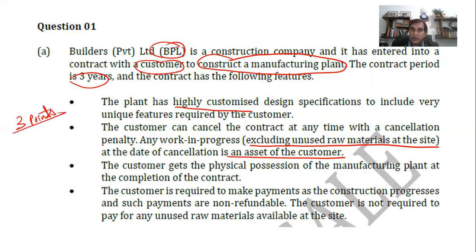Now you can think, when you read these things, you can link with the points that I have highlighted already. Then the third bullet point: the customer gets the physical possession of the manufacturing plant at the completion of the contract. That is the third point. Then the fourth point: the customer is required to make payments as the construction progresses, and such payments are non-refundable.